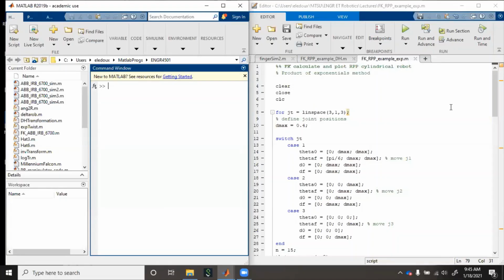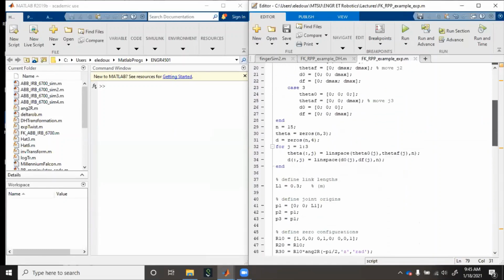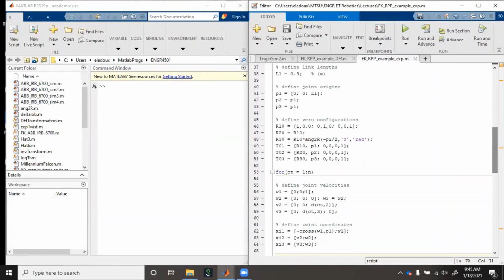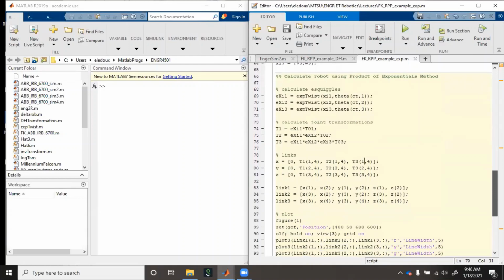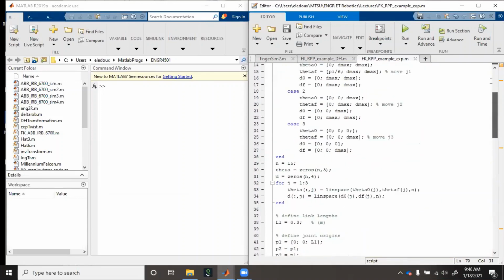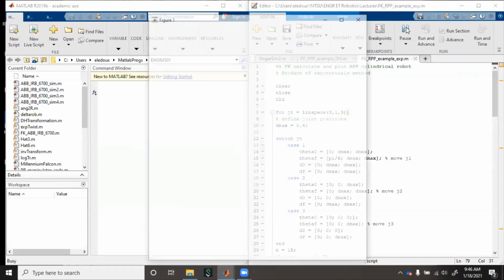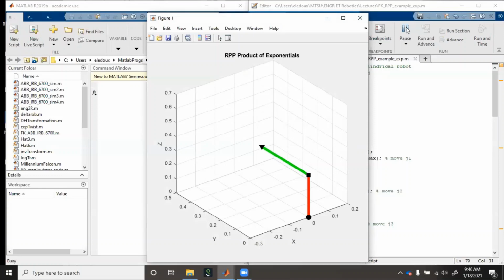Here's a Matlab simulation to help visualize the robot. This is going to show each of its joints moving consecutively. Now, for the actual code procedure, we use the exact same procedure that we use for solving these problems by hand. So defining all the constants, the joint origins, zero configurations, velocities, then getting the twists, the exponential products, joint transformations, the links, and then finally plotting. So let's run it. So there's joint 3 pushing out, joint 2 pushing up, and then joint 1 rotating.